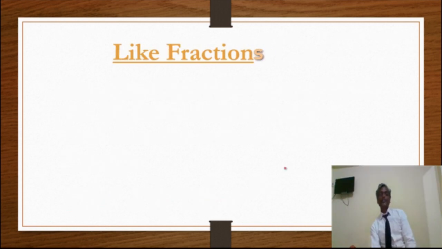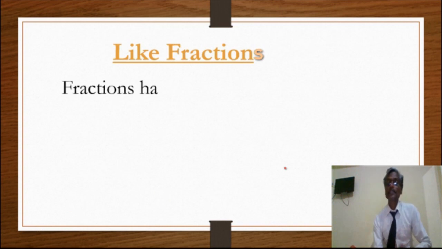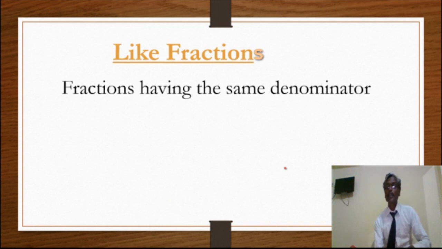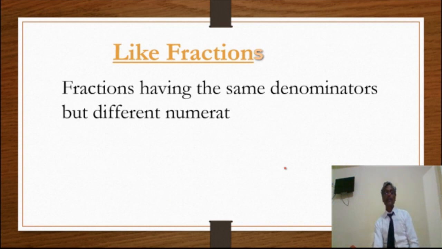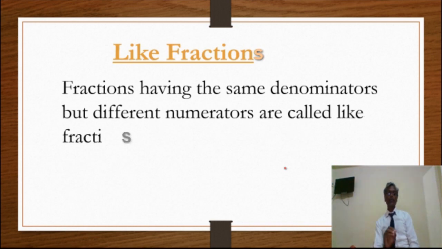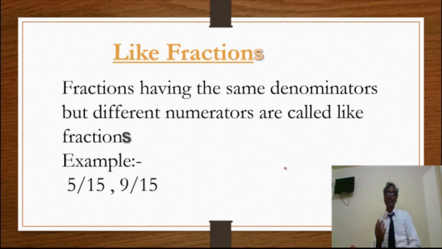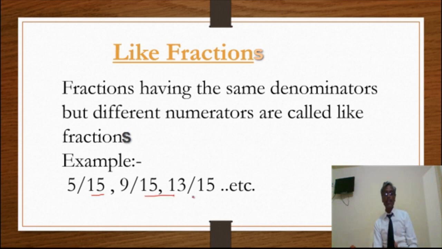Like fraction. Fractions having the same denominators but different numerators are called like fractions. For example, 5 upon 15, 9 upon 15, 13 upon 15. In all examples, we observe that each has the same denominator. Therefore, these all are like fractions.